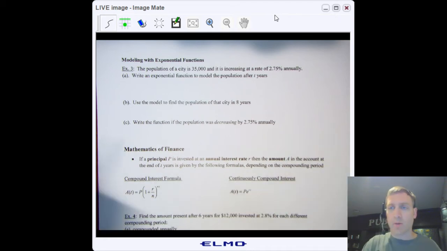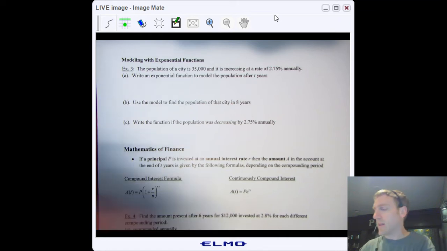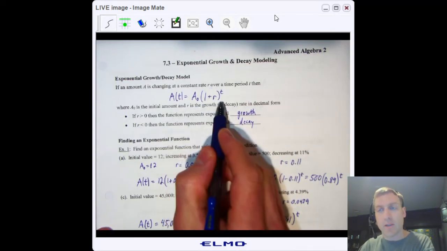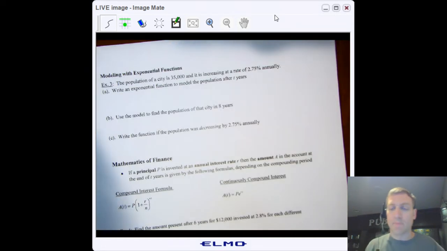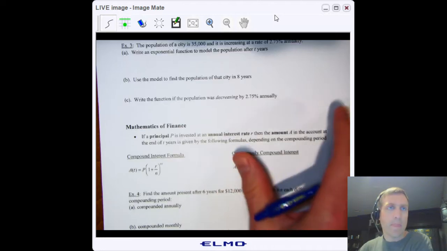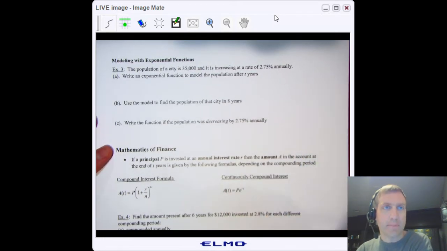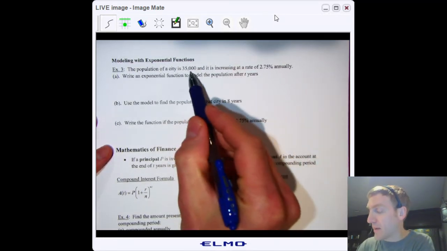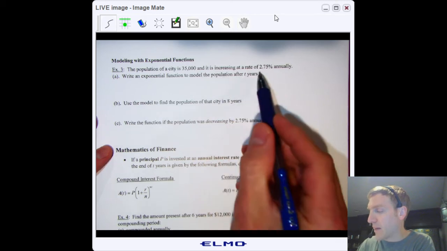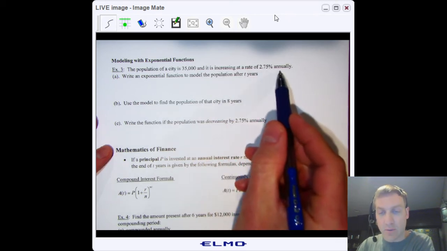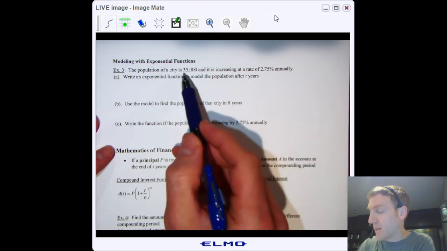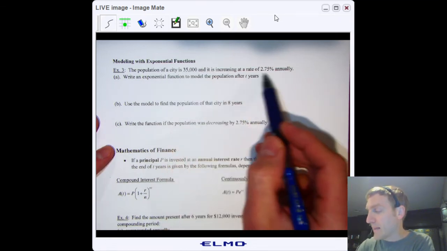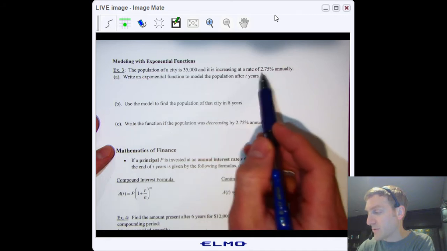But remember, there's only two numbers that you need to look for. We need the initial value and the R, the growth rate or the decay rate. Okay, so look at example 3. The population of a city is 35,000 and it is increasing at a rate of 2.75% annually. Okay, so it should hopefully be easy to pick out the important numbers. That's your initial value, and that's the growth rate. Since it's increasing, that's a rate of growth.